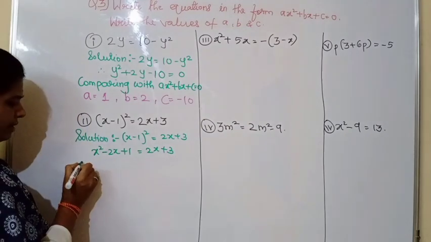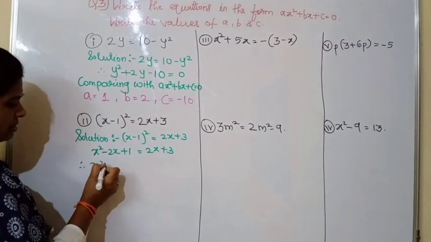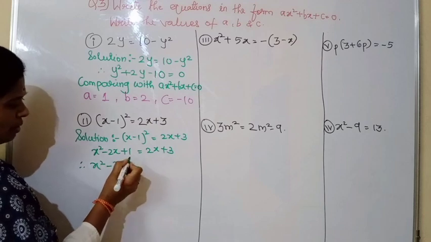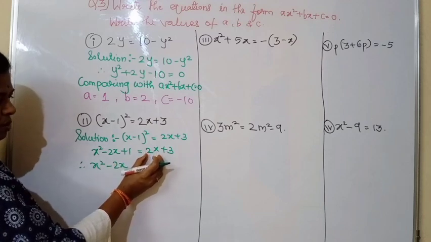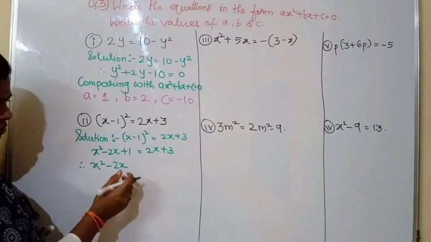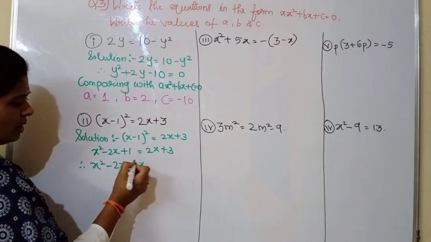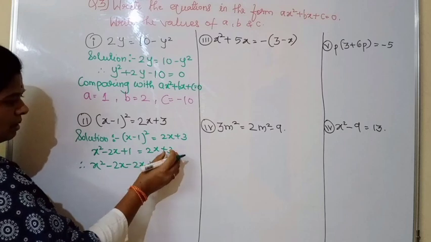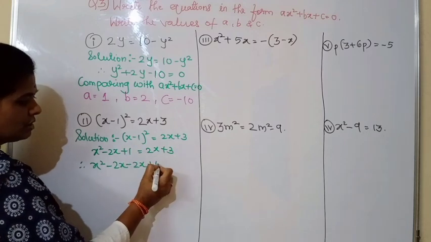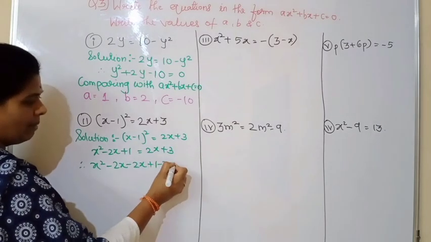Now we have to arrange all the things. Now x square minus 2x. This plus 2x will shift to the left side and become minus 2x. Then plus 1. Plus 3 will move to the left towards plus 1, and it will become minus 3.